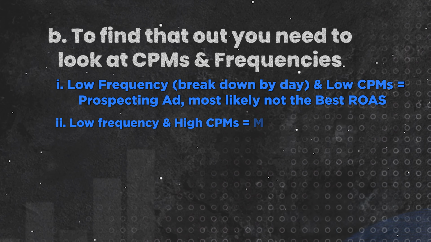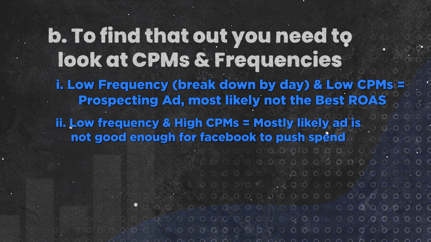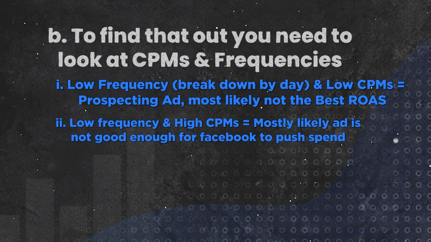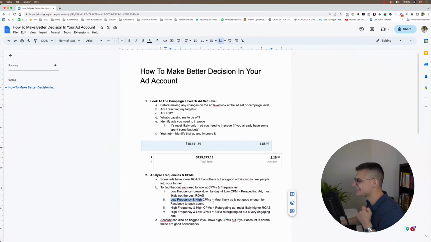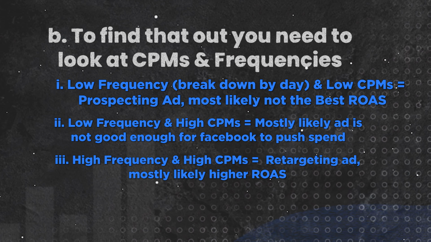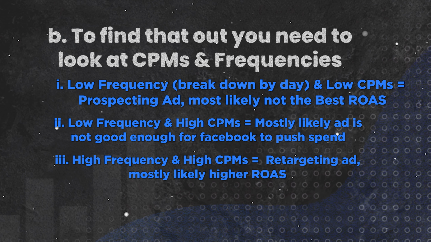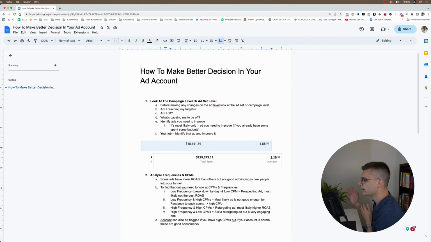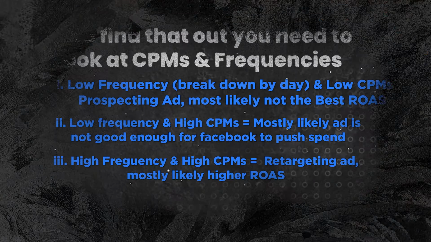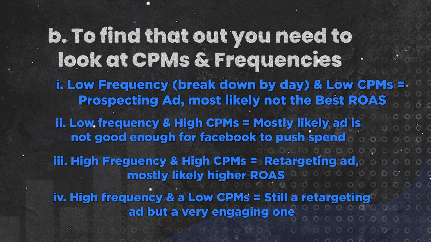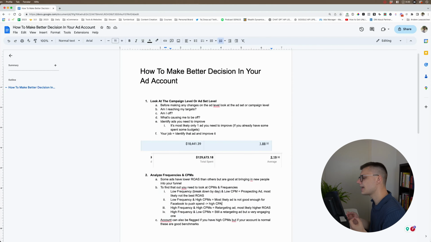Then you have some other ads which may have a low frequency but high CPMs. And if you have a low frequency but very high CPMs, it most likely means that this ad is not good enough for Facebook to push spend, because they most often have high CPAs, right? And then in this instance, they are also prospecting ads, which is why you turn them off, right? Then we have ads which have a high frequency and high CPMs, and those are most likely retargeting ads, and they should hopefully be bringing you a better ROAS or a cheaper CPA, right? And then we have ads which have a high frequency and a low CPM. Still a retargeting ad, but a very engaging one, and Facebook wants to push it to more people, right?